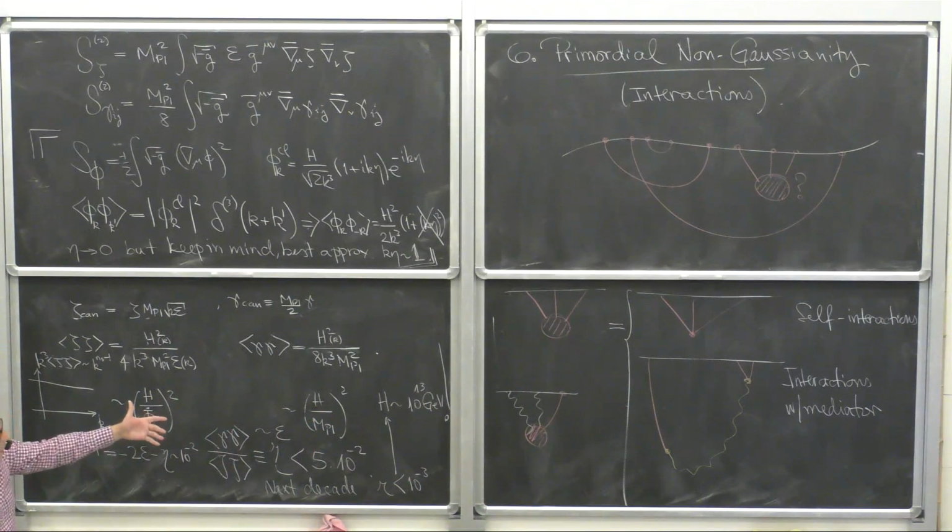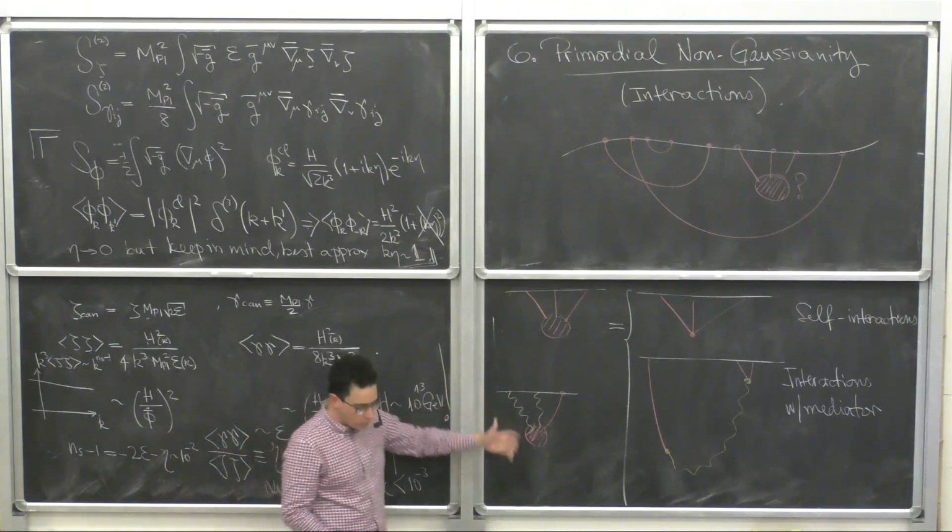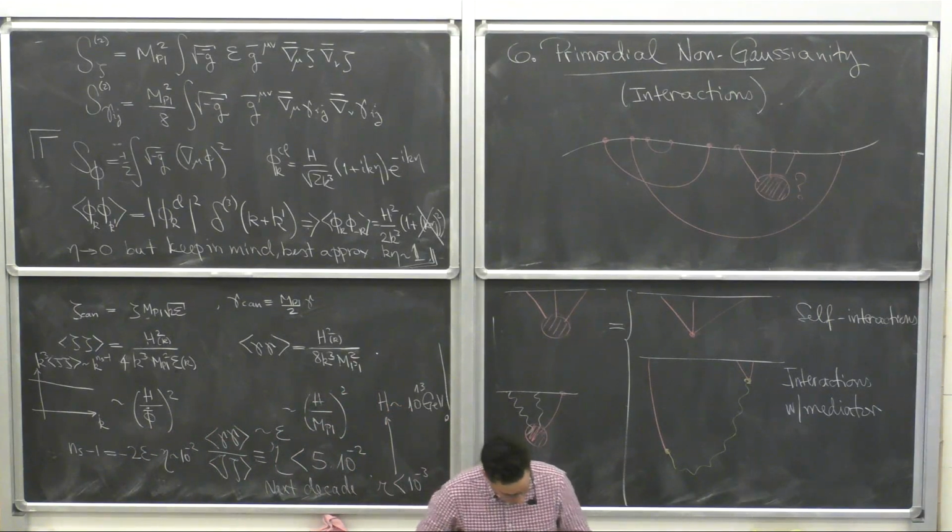So you can now look at the mixed correlators of graviton with scalar and so on and so forth.